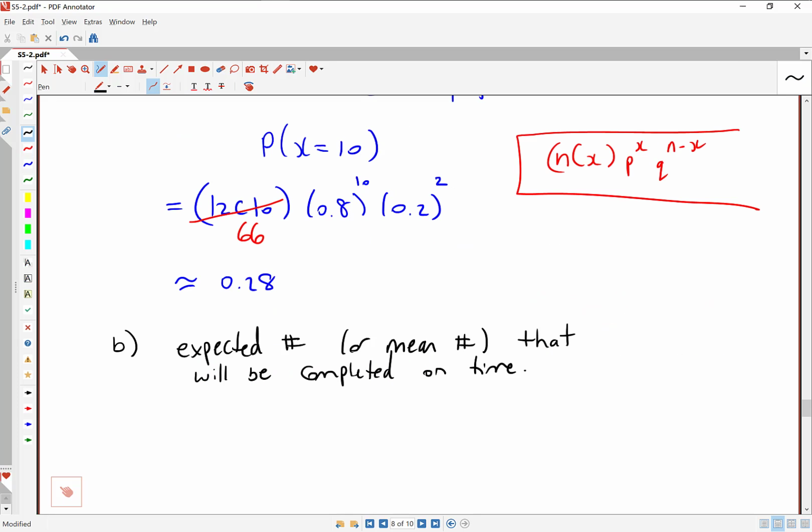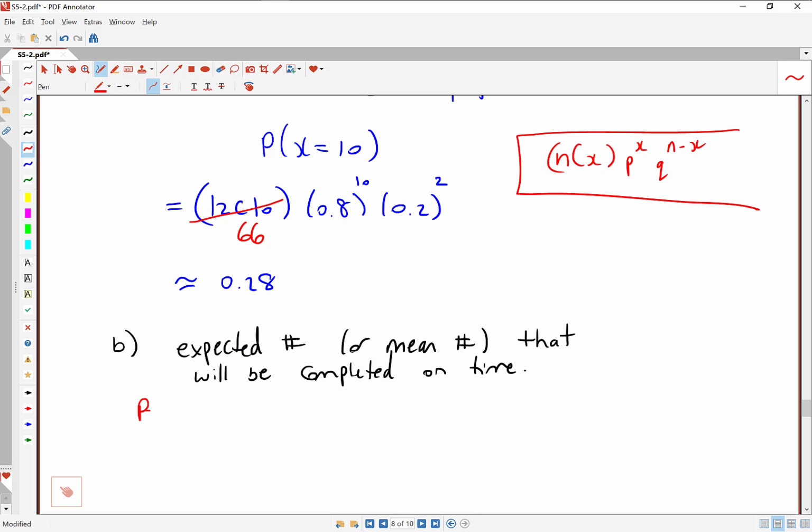So let's say we're a manager at this company and we just want to get a quick sense of how things are going. We might ask, what is the expected number that will be completed on time? Or that can be phrased differently as, what is the mean number that will be completed on time? Just two ways of saying exactly the same thing. Both expected and mean just refer to average. So we're saying, can we boil this down to an average number so that we have a sense of how many will likely be completed on time?